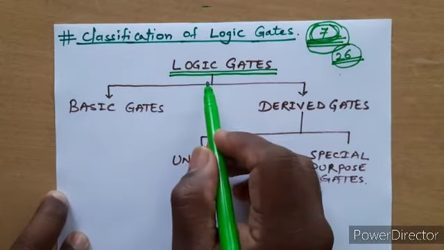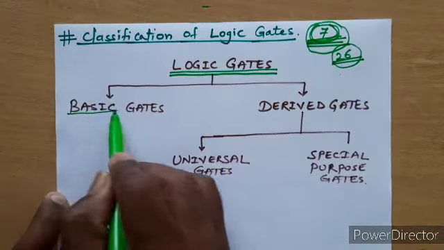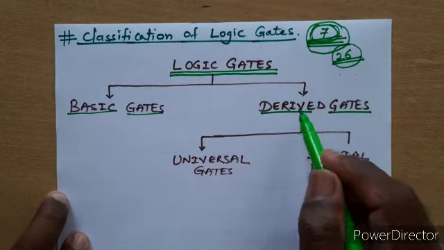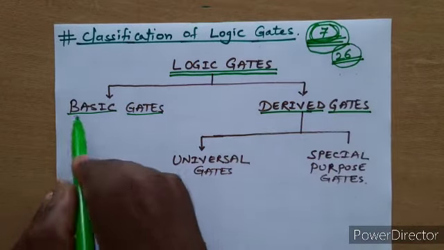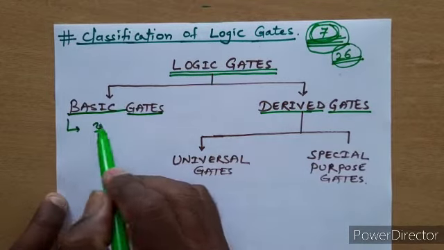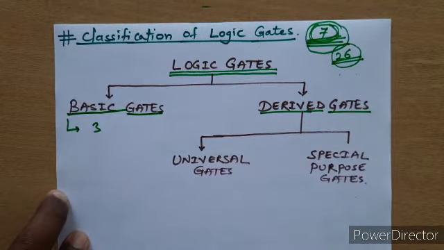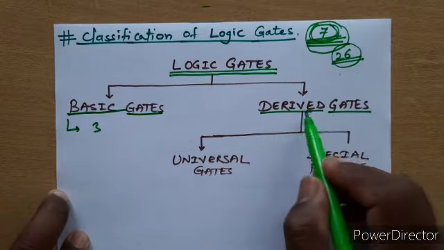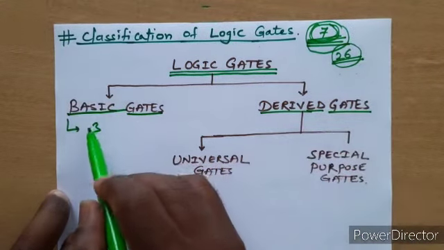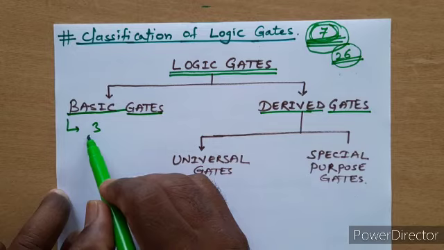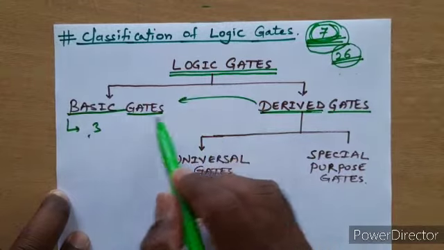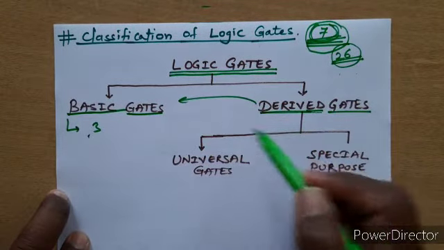Logic gates are first classified as basic gates and derived gates. We'll see what we mean by derived. These are basic gates, and here we have three types of basic gates. Derived means these gates take some properties of the basic gates. Derived gates take some properties from, or are taken from, the basic gates; they are derived.